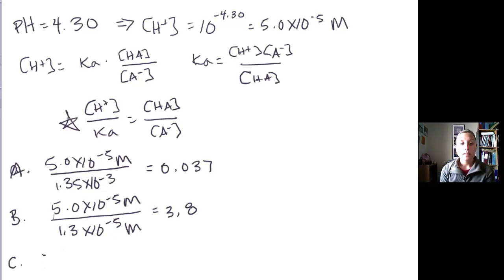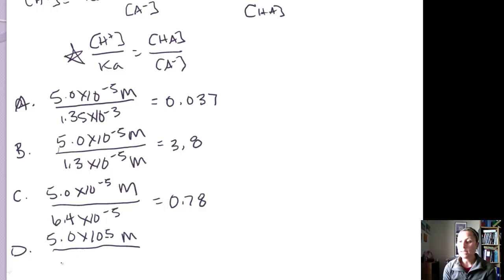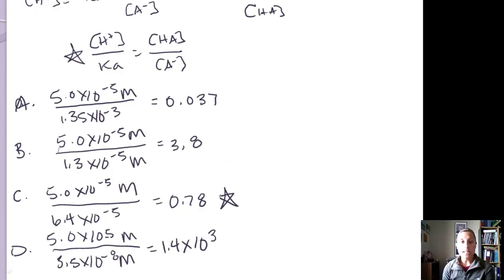Let's go to C. Okay, plug into the same equation, 5 times 10 to the negative 5th molar. Ka value for C is 6.4 times 10 to the negative 5th. Divide those, we get 0.78. Alright, that one's kind of promising, close to 1. Let's try D. Same equation, 5 times 10 to the negative 5th. Ka value for solution D is 3.5 times 10 to the negative 8. And that is 1.4 times 10 to the 3rd. Ooh, gigantic number. Not even close to 1 at all. So it looks like our winner is solution C because it has the ratio closest to 1.